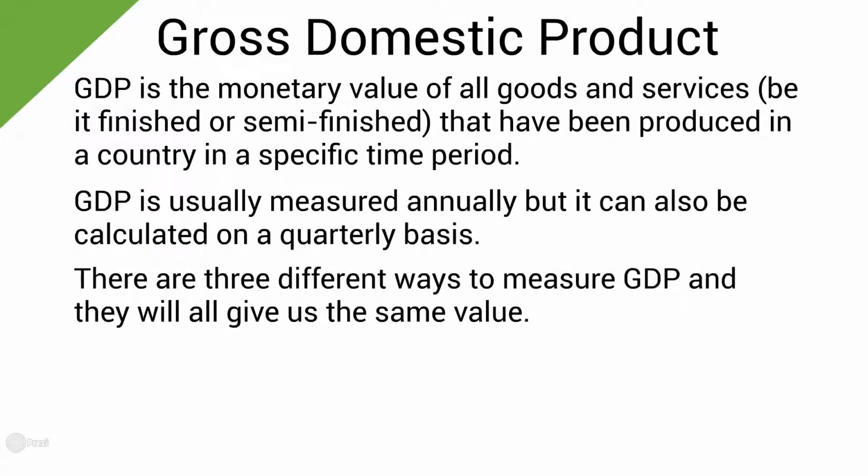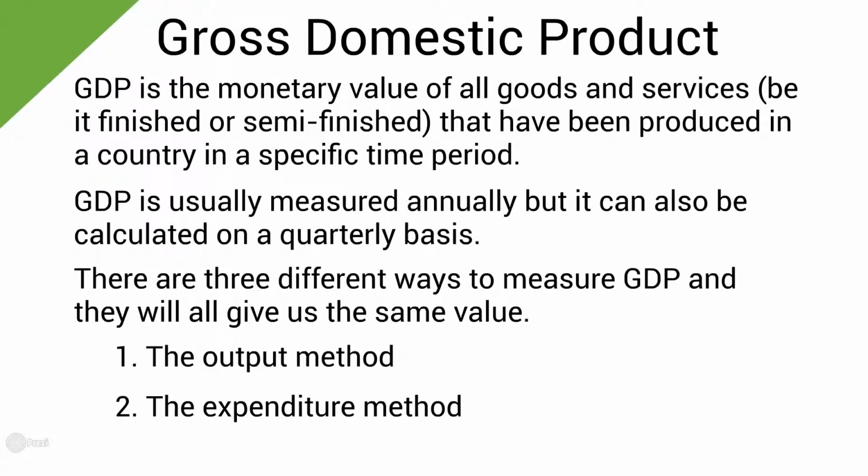There are three ways to measure GDP, and they will all give us the same value. The first method is the output method. The second method is the expenditure method, and the final method is the income method.